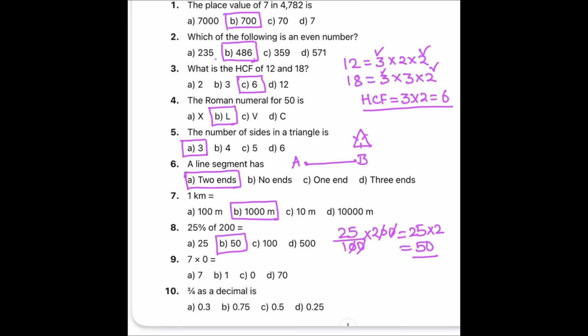Question 9 is 7 times 0. 7 times 0 will be 0. Anything multiplied by 0 will be 0.